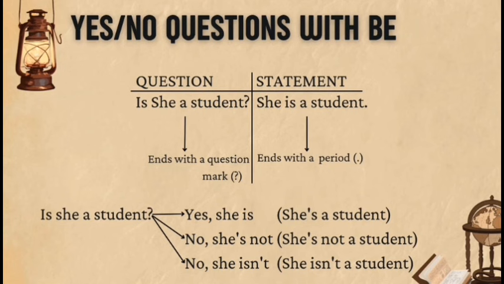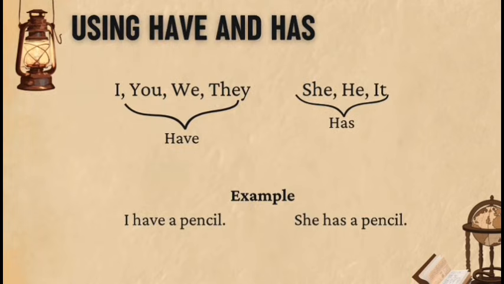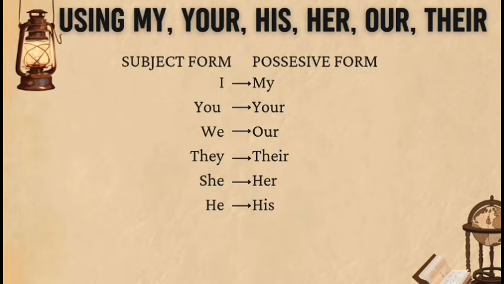For example, is she a student? Yes, she is. She is a student. Or no, she's not. She's not a student. Or no, she isn't. She isn't a student. Using have and has. I, we, they use have and she, it use has. For example, I have a pencil. She has a pencil.